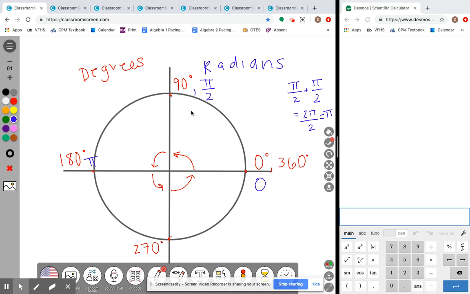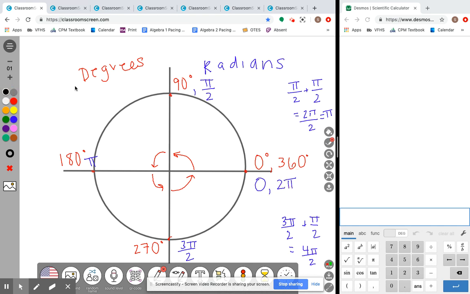If I just keep on adding pi over 2, this was pi over 2, then 2 pi over 2, 270 takes me to 3 pi over 2. Counting another pi over 2, 3 pi over 2 plus another pi over 2, takes me to 4 pi over 2, which is equivalent to 2 pi.